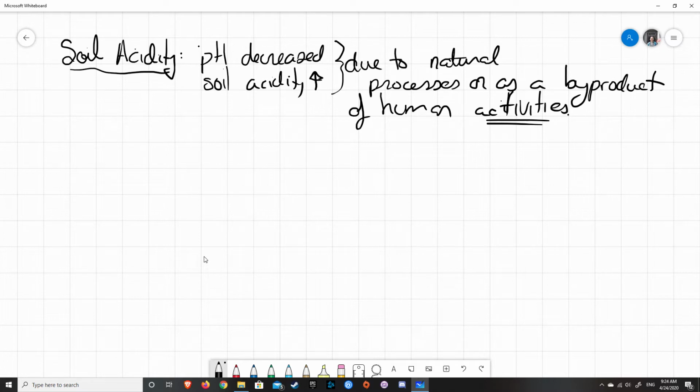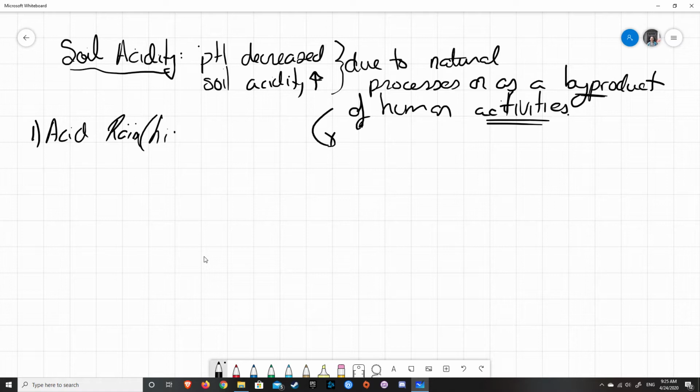So it can come as a byproduct, right? We're not going out and just taking our big jug of HCl and dumping it into the soil. It's not a direct product of our activities. It's a byproduct of the combustion of fossil fuels, a byproduct of farming and fertilizers, and also of natural processes. So soil acidity can increase based off of acid rain.